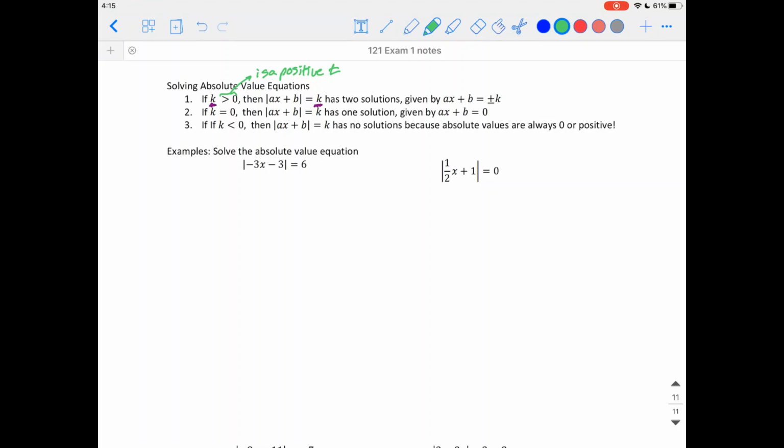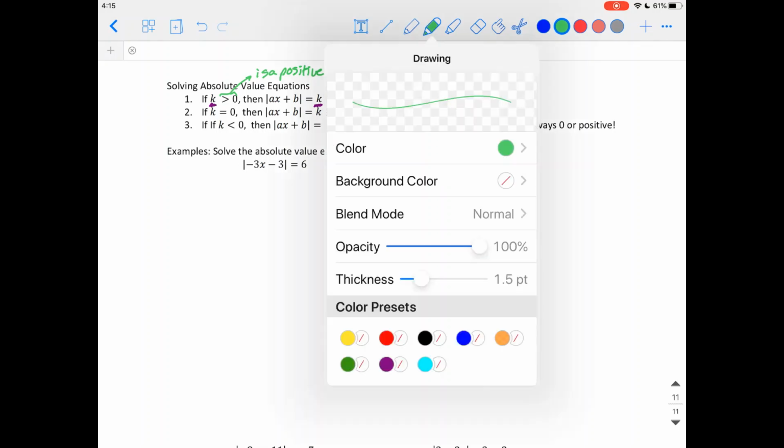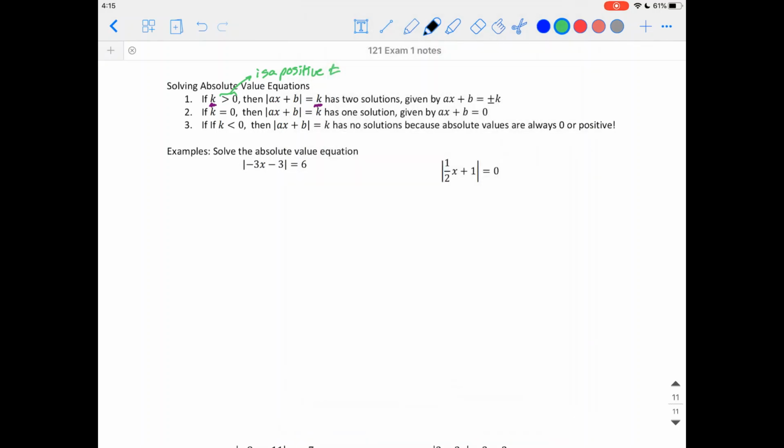All right, so example, solve the absolute value equation. So I have the absolute value of negative 3x minus 3 is equal to 6. So I'm going to solve it algebraically first, and then I'll show you graphically what is going on. So I have the absolute value of negative 3x minus 3 is equal to 6. Since 6, which is our k, is greater than 0, we have two solutions.